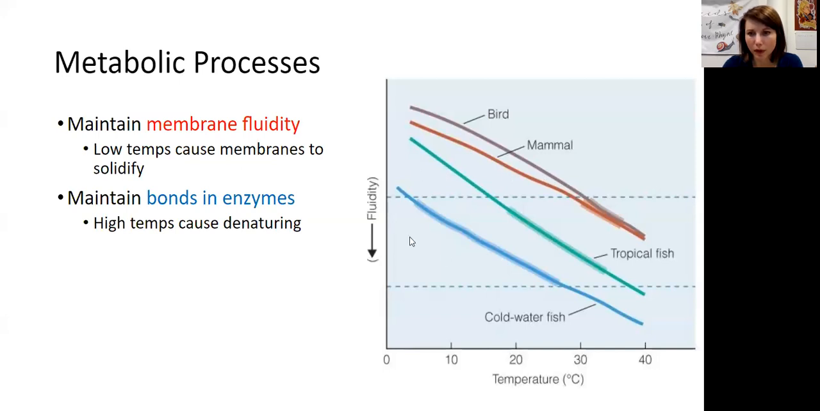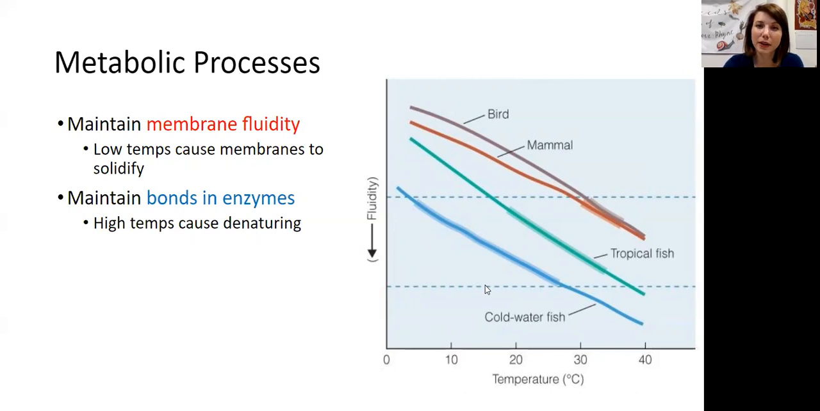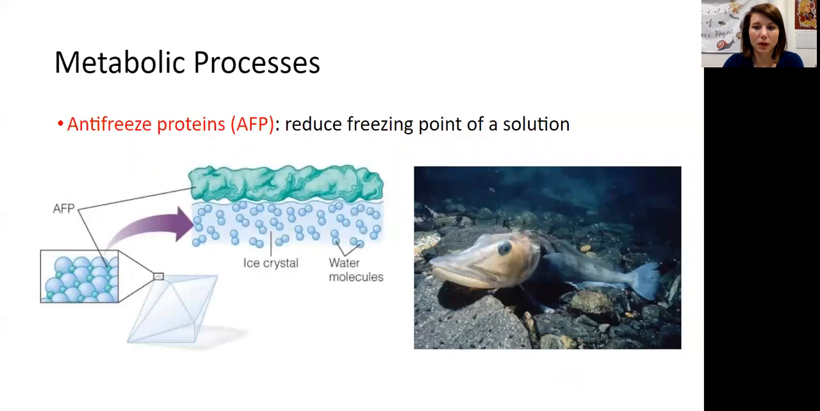And our cold water fish are actually really exceptional. So they have some adaptations that allow them to be in these really cold environments and to still maintain their appropriate level of fluidity in their membranes. So this is an ice fish, and this was the fish that was on that first graph that I said was kind of a bizarre exception.